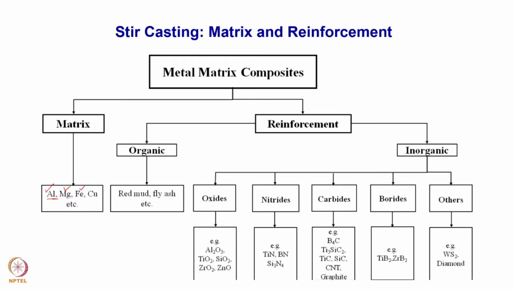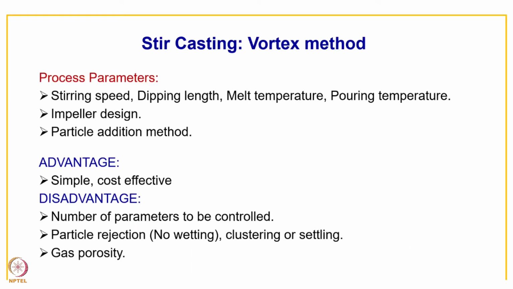So these two properties are the main criteria for selecting the reinforcement. Apart from certain other criteria like the compatibility of the material with the metallic matrix, how well it can be bonded to the metal, and so on. Now let us look at some other methods also in the liquid metallurgy route. But before that, we can also have a look at the advantages and the disadvantages of this particular process called stir casting.